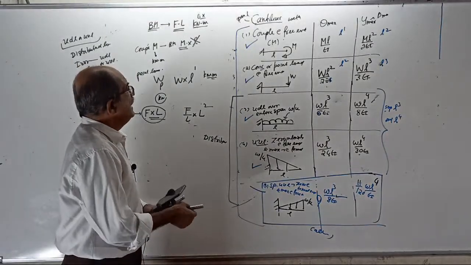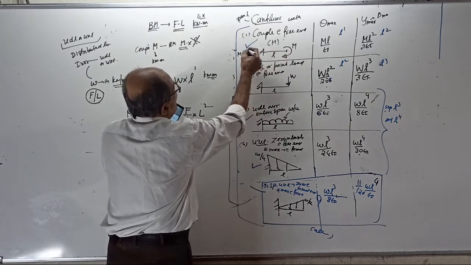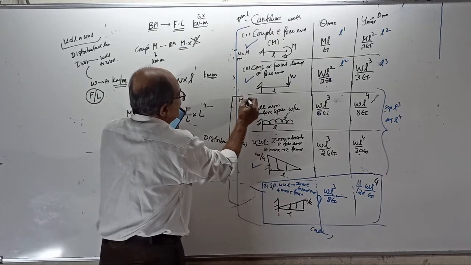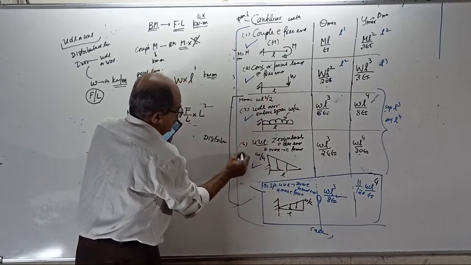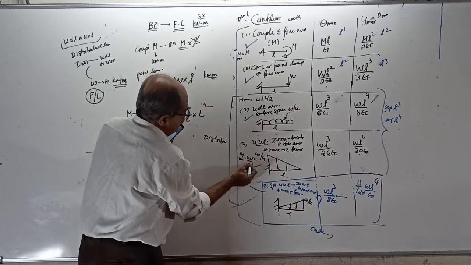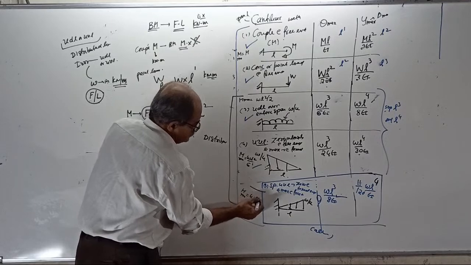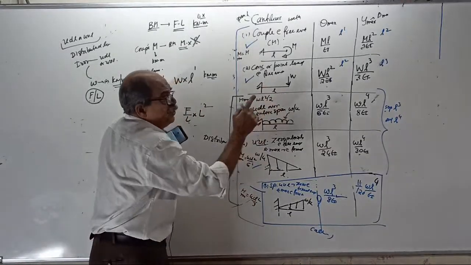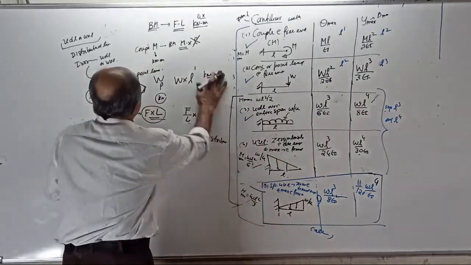Just to understand here, the maximum bending moment M for this case: for this one, your M maximum is WL square by 2. For this one, M maximum is WL square by 6. For this one, M maximum is WL square by 3. See, everywhere, whenever W per unit length is there, WL square should come. Okay, this is for bending moment.